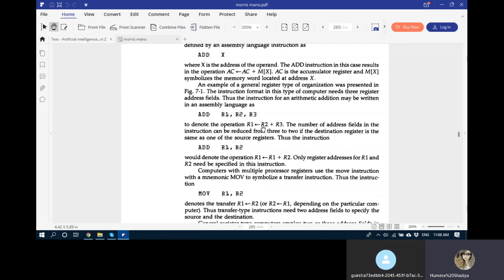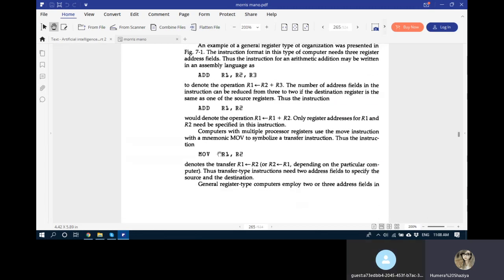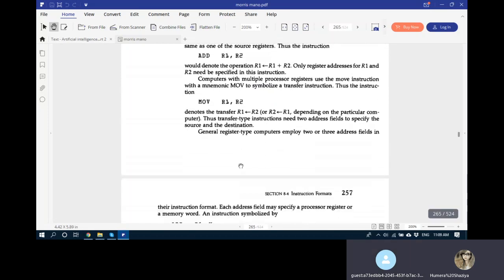Both the operands are stored in R2 and R3, you are adding and storing the sum into R1. Here, the first operand is R1, the second operand is R2, and the result, the sum, you are transferring into R1 only. Do you understand? Next, the move instruction is like transferring the contents from R2 to R1. That is move.